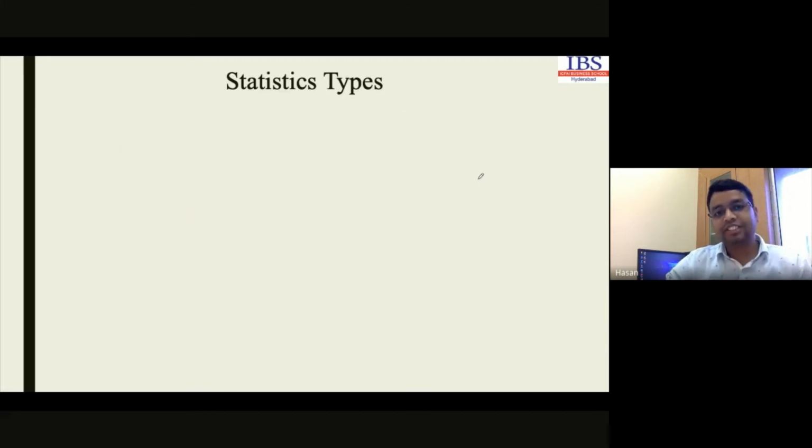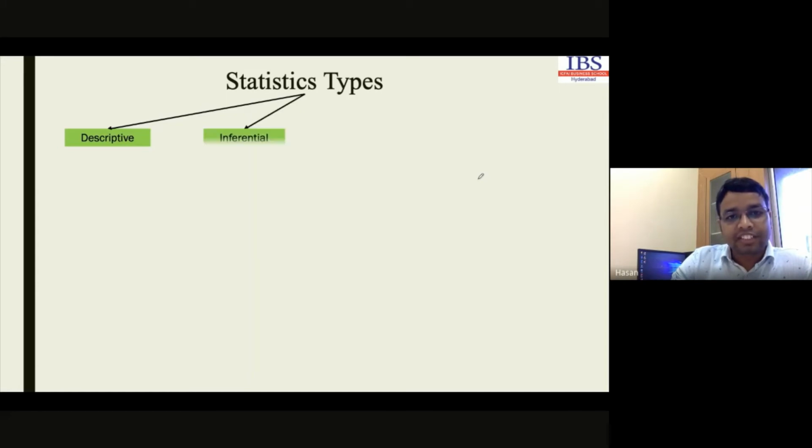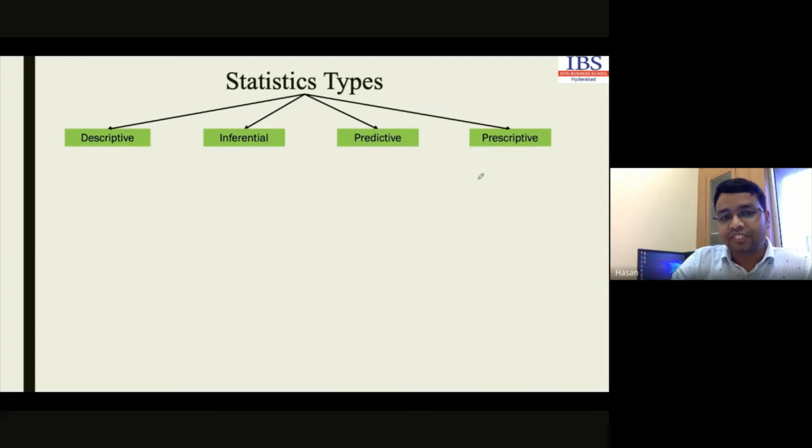Now we are talking about the types of statistics. Till now we understood the classification of data, how to collect it, and the merits and demerits of statistics. Now, what are the different types of statistics? The first is descriptive statistics, second is inferential statistics, third is predictive, and fourth is prescriptive statistics. So we have basically 4 different types.